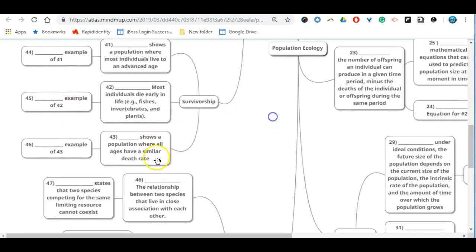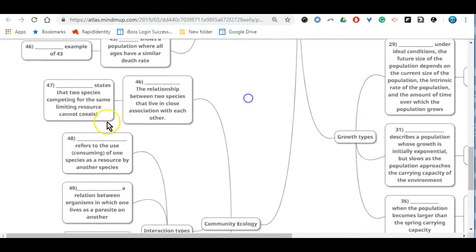Now, I know I messed up here on 46, so I would skip this one on your study guide. It doesn't really matter if you don't. I would focus on this one. So the relationship between 2 species that live in close association with one another. This one I was looking for symbiosis, but even mutualism would probably work there.